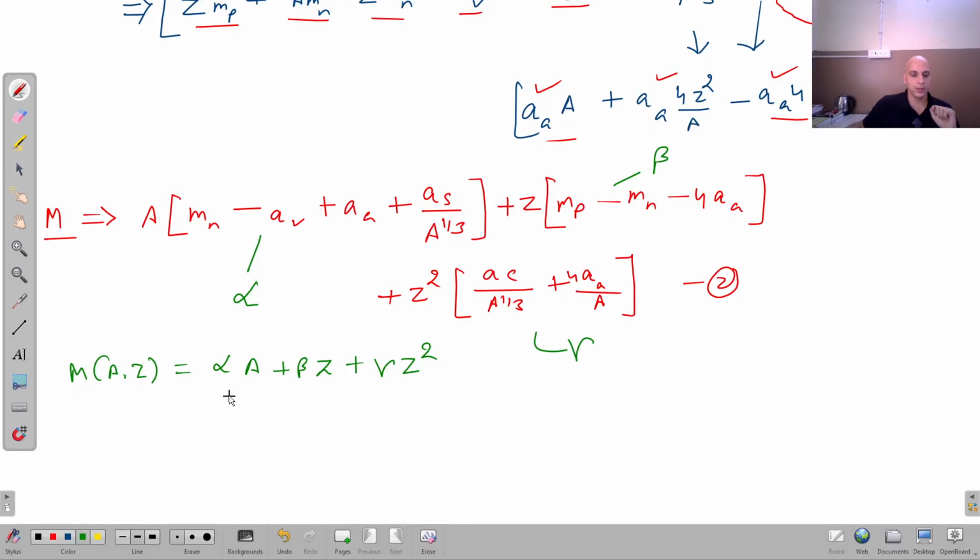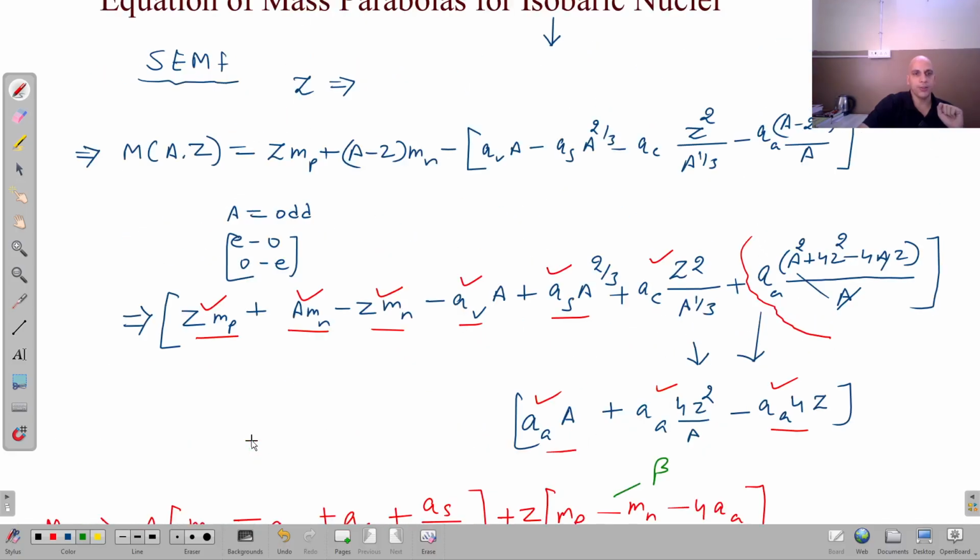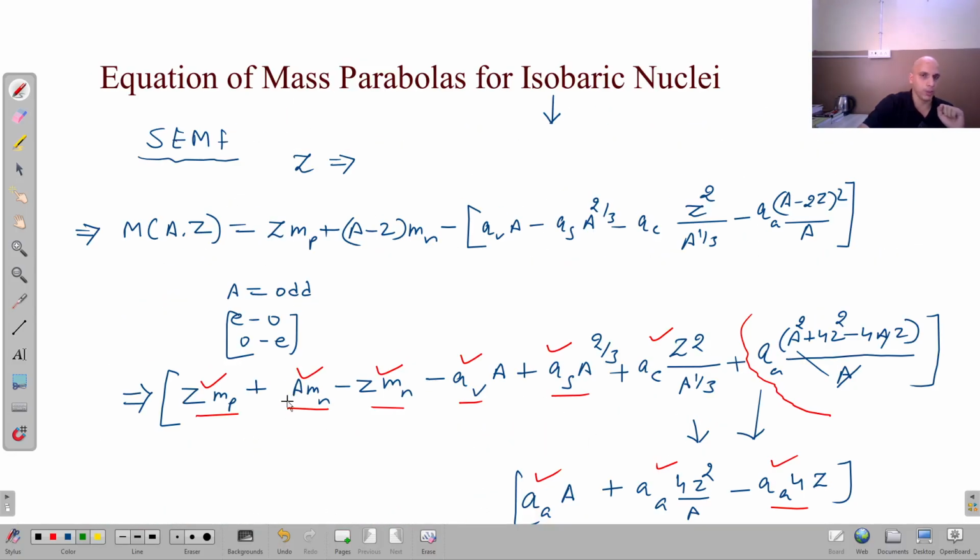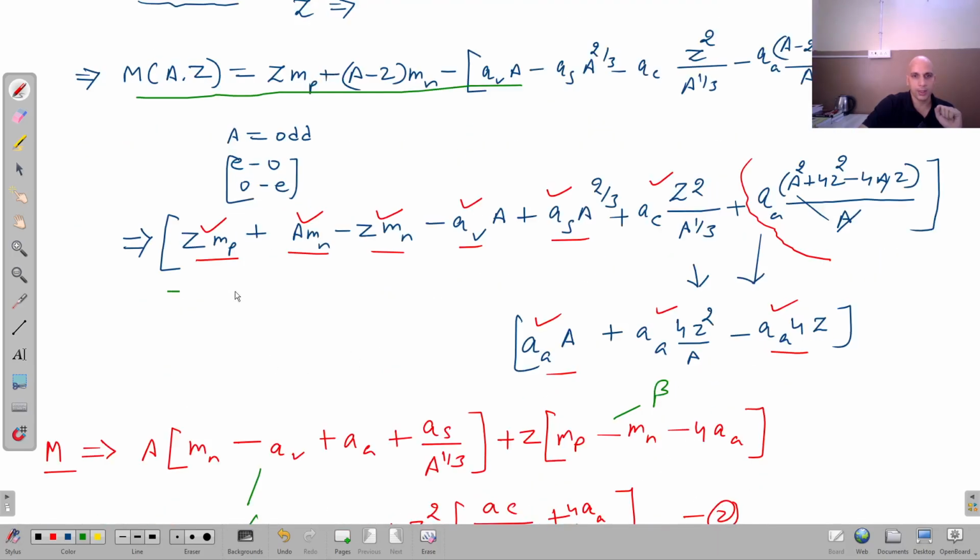So now this is the equation. Here alpha, beta, and gamma are given here, right. So we have reached this point. Now I'm applying the condition for the most stable isobar. We know very well, if we look at this equation, then it is expanded here.